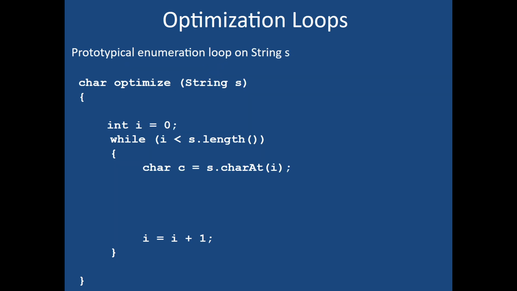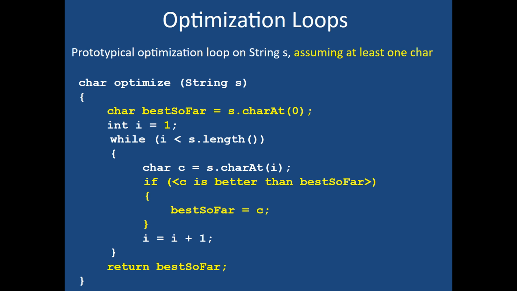Here's an enumeration loop on strings. What are we going to have to do to turn it into an optimization loop? By now, you're experts at this. What do we paste into the blank spots there? Same stuff we pasted in before. There are those 3 yellow chunks. And that's assuming there's at least one character. So we initialize best so far to be the first character and then start with i equals 1.